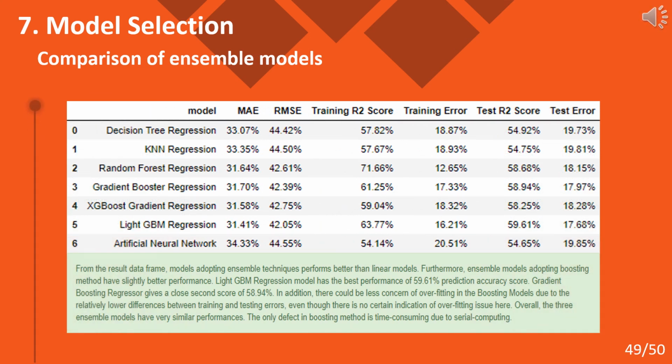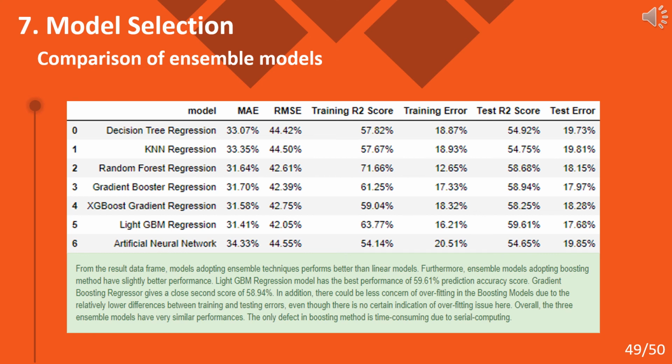Comparison of ensemble models and conclusion. From the result data frame, models adopting ensemble techniques perform better than linear models. Furthermore, ensemble models adopting the boosting method have slightly better performance. The Light GBM regression model has the best performance of 59.6% prediction accuracy score. Gradient boosting regressor gives a close second score of 58.9%.